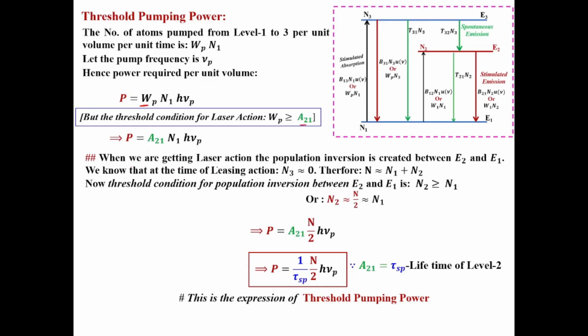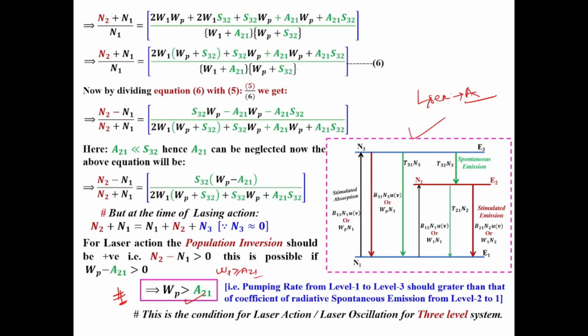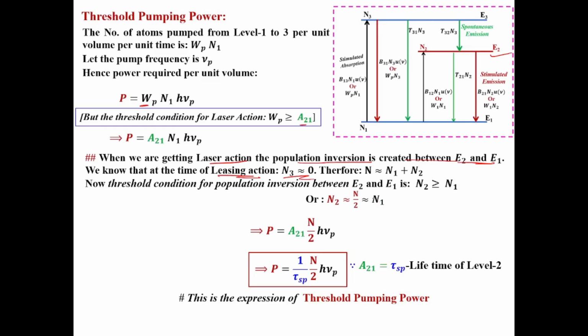Here when we are getting laser action, the population inversion is created between E2 and E1. Already we have discussed this. We know that at the time of lasing action N3 is approximately equal to 0. Therefore the total number of atoms at the time of lasing action is N1 plus N2. Remember this is the condition when the laser action starts: N3 is approximately 0, and the total number of atoms is available in these two energy levels.